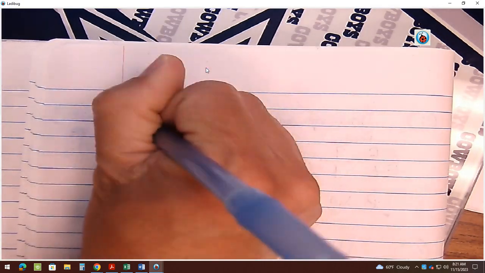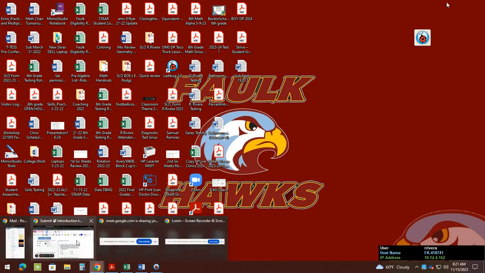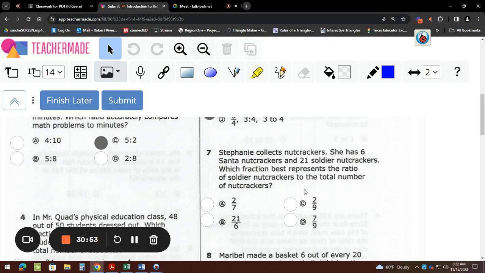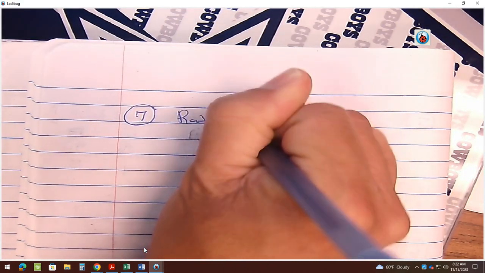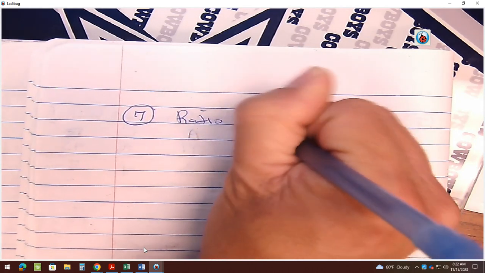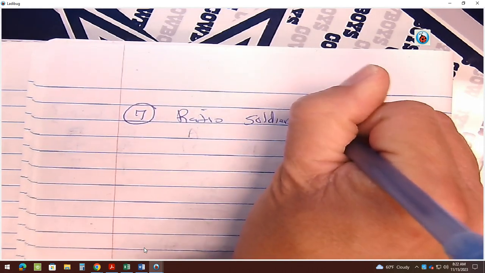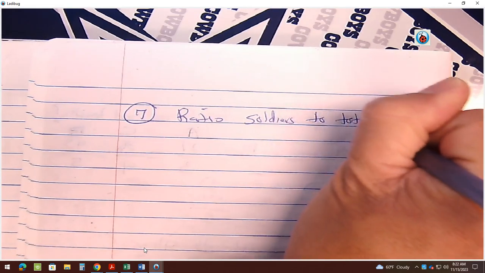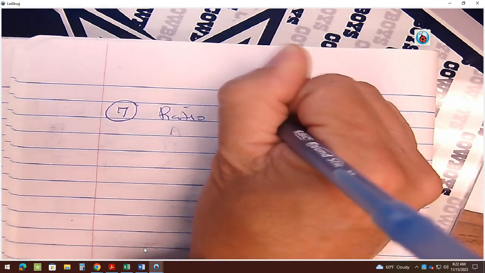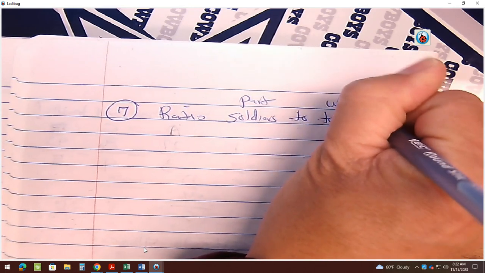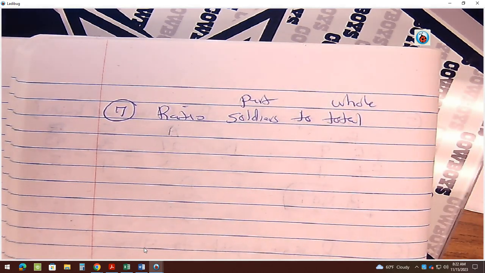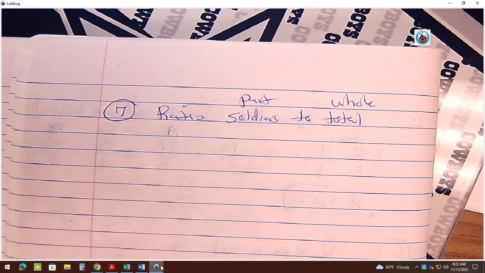Okay. What was the question? The ratio of soldier to total. So is it going to be a part to part? No. It's going to be a part to what? Whole. Soldiers to total. This is a part to whole. Yes? Let's get the facts.